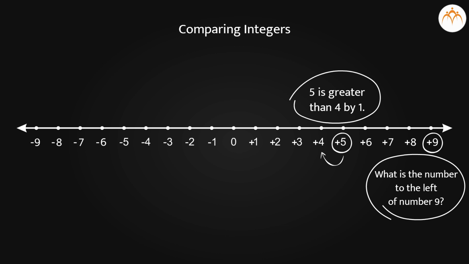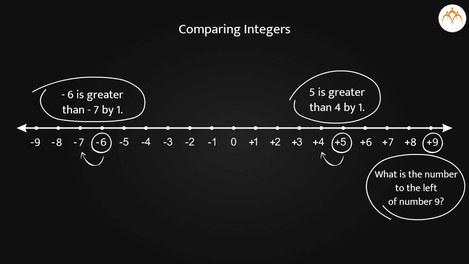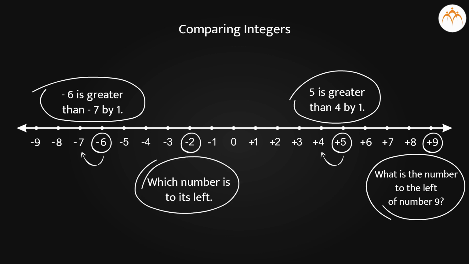We will see one more example. Take number -6 on the number line. The number on its left side is -7. -6 is greater than -7 by 1. Now take number -2. See which number is to its left. Is -2 greater than that number by 1?